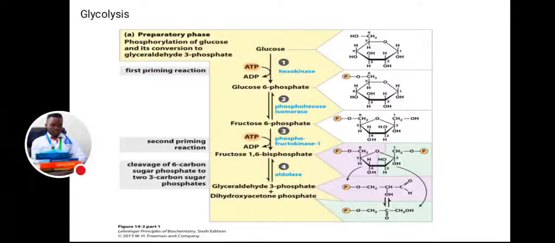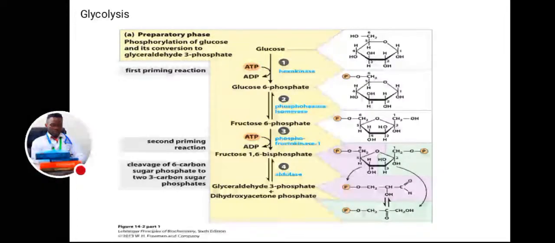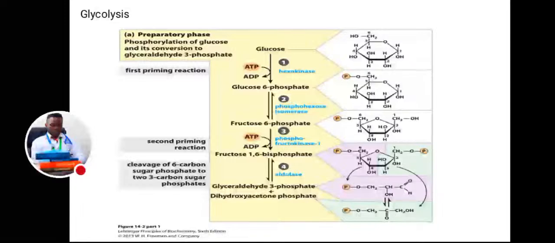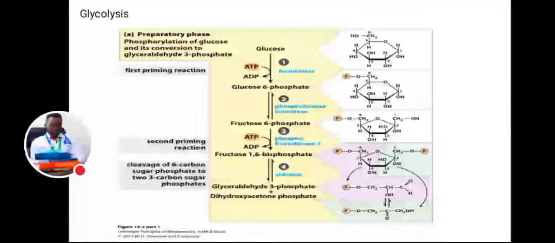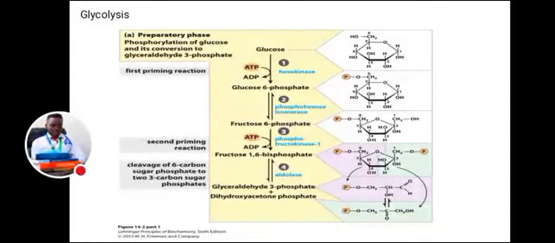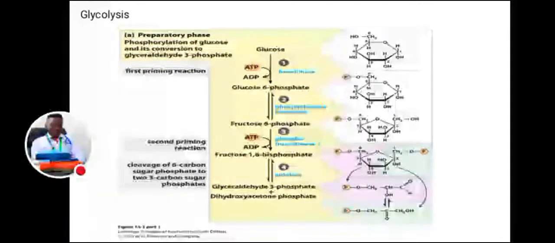So the first priming reaction, we have glucose reacting with one ATP molecule. That's a forward reaction, and the enzyme that catalyzes it is called hexokinase. The product is glucose 6-phosphate. Then glucose 6-phosphate undergoes the second reaction, which is reversible, to give us fructose 6-phosphate, and the enzyme is called phosphohexose isomerase.